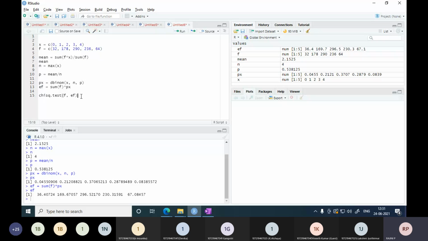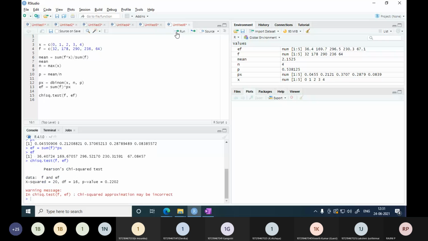Now, just find the chi-square test for the observed frequency and expected frequency. Then run. Why is it wrong? Check it in chisq.test. The chi-square approximation may be incorrect. Okay, this is a warning message. Don't worry about the warning message. Unless you get an error, we don't worry about the warning message.